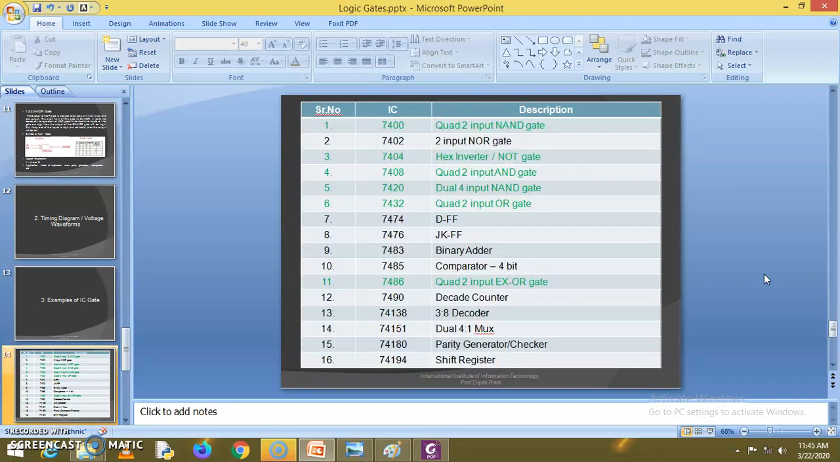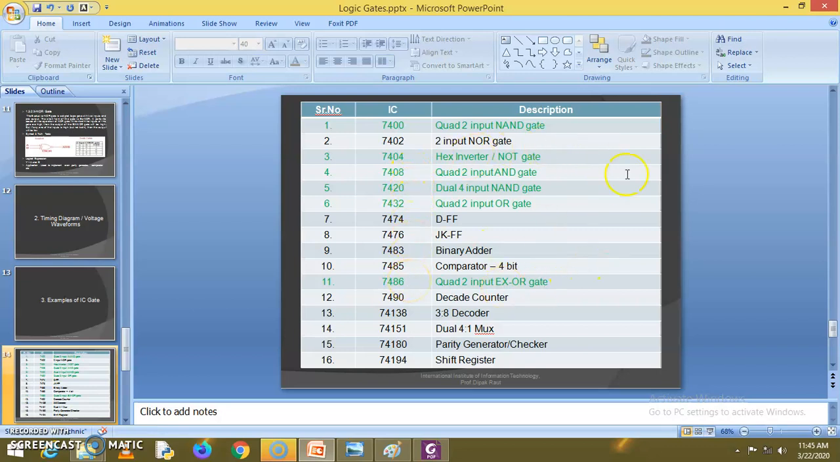Various ICs are available, and the series will start with the 74. So these are the IC numbers here. 7400, it is a quad 2 input NAND gate. 02 is 2 input NOR gate. But here you can see whatever green color I have shown in this chart, that is 7400, 7404, 08, 20, 32 and 86.